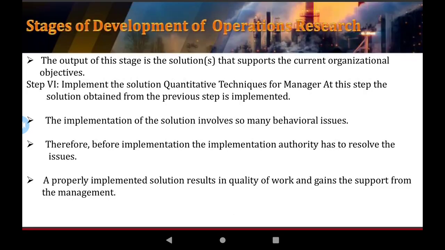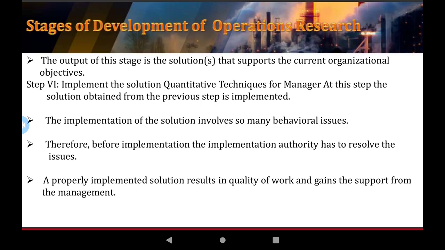This is the stage for development of operation research. The output of this stage is the solution. हमें आउटपुट मिलता है solution, in support of the current organizational objective. Some of the main objectives of step 5 is testing and completing the model, and using mathematical techniques, formulas, and all other things in this step. Step 6 is very important.